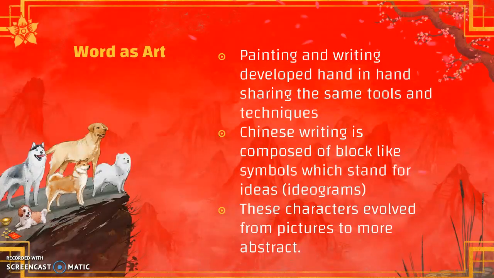Painting and writing in China developed hand in hand because they shared a lot of the same tools and techniques. Chinese writing is composed of block-like symbols, which stand for ideas. And these characters evolved basically from pictures to more abstract. You'll see that in a lot of ancient societies where you have a picture representing everything, and then that changes as it develops to where these pictures represent ideas.